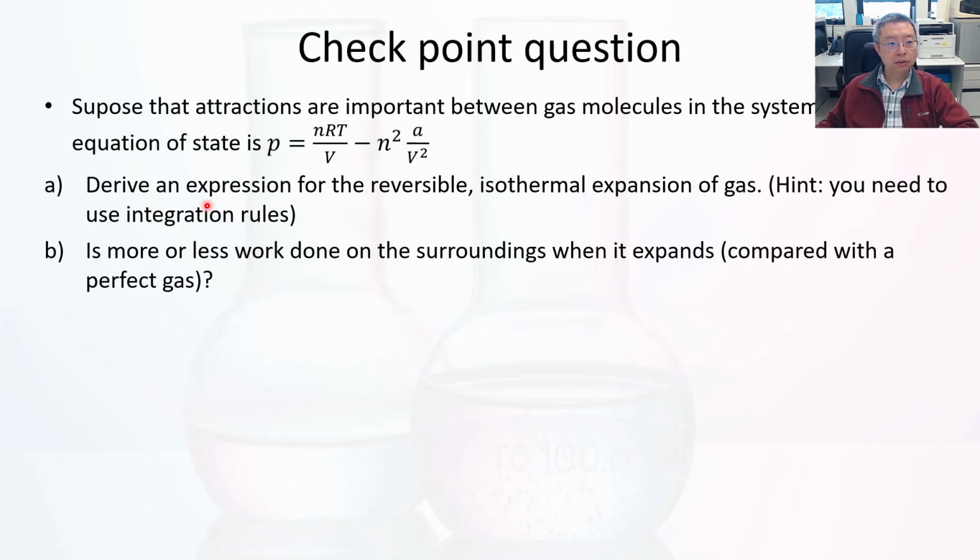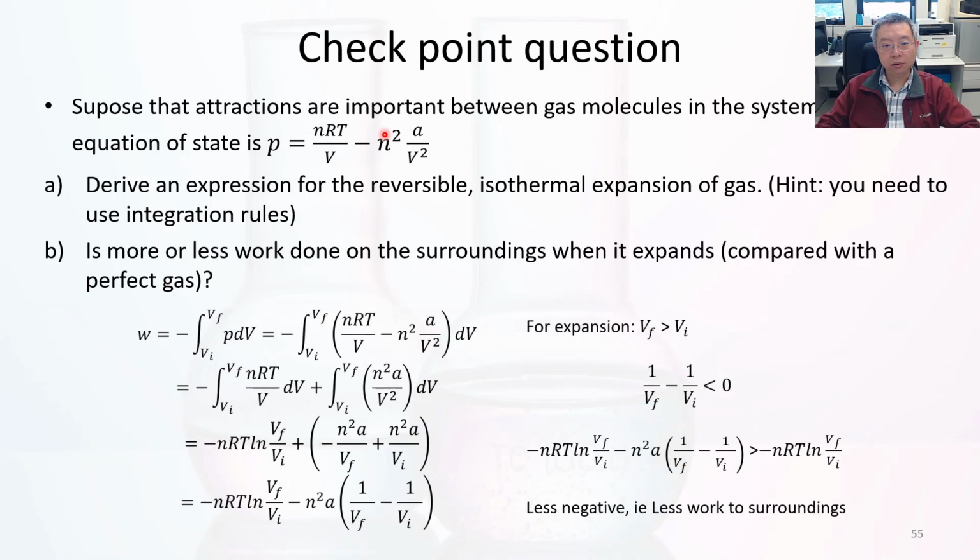So we can derive expressions for the reversible isothermal expansion of the gas. Let's consider whether the work done to the surroundings when they expand is more or less, compared with the perfect gas. So again, you just try again with this. So this is how it is.